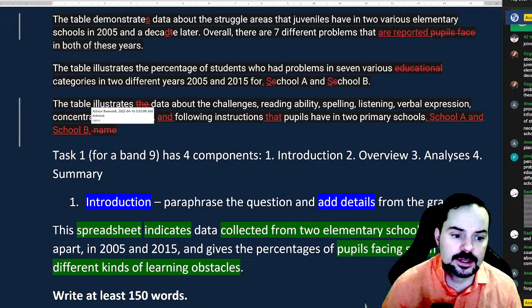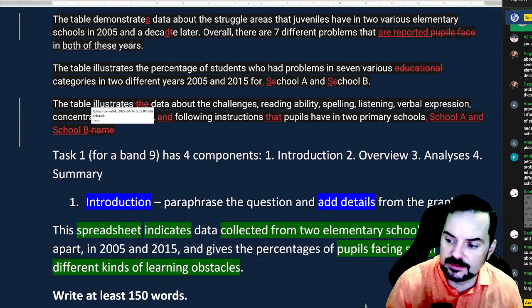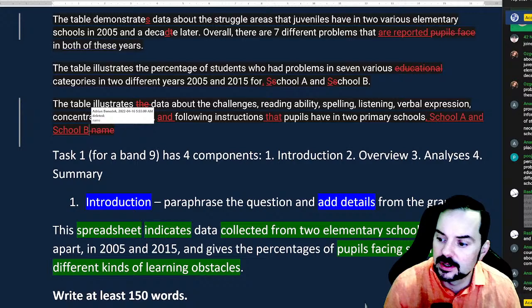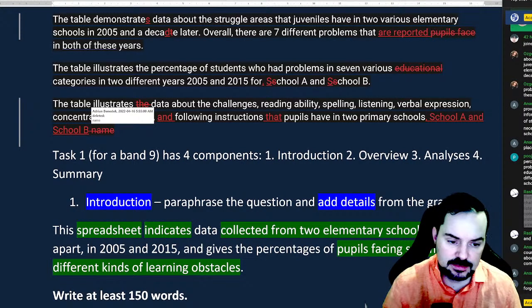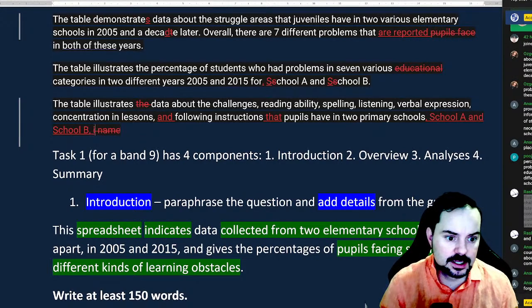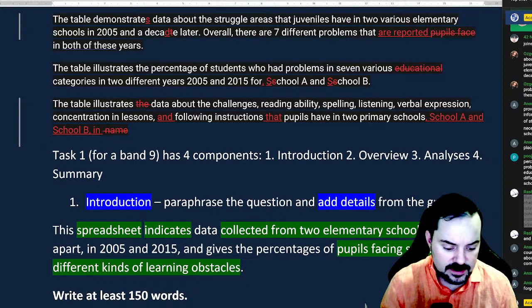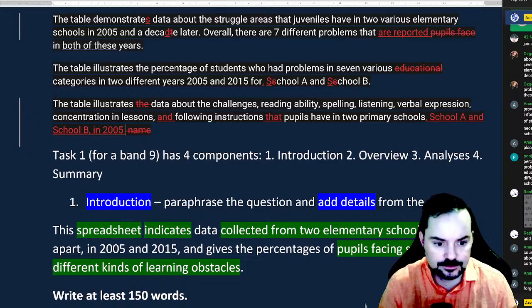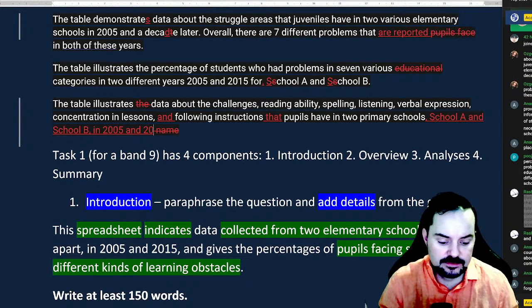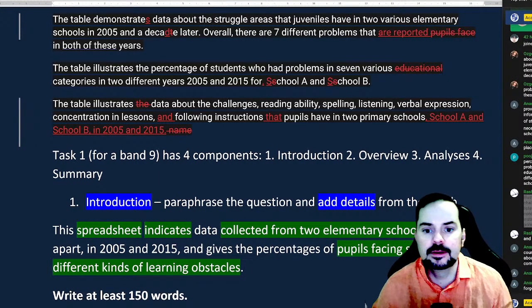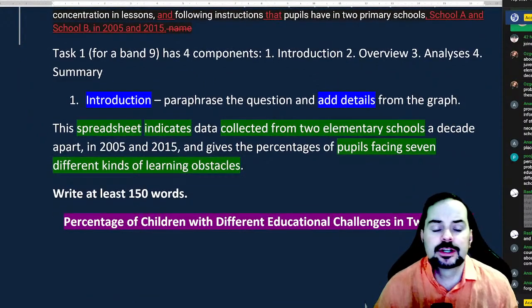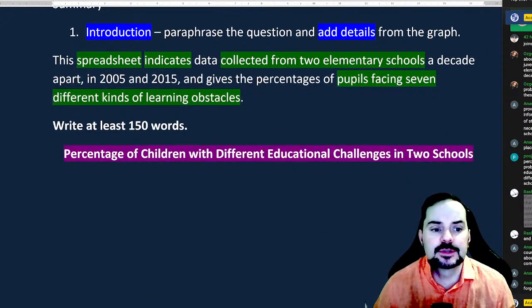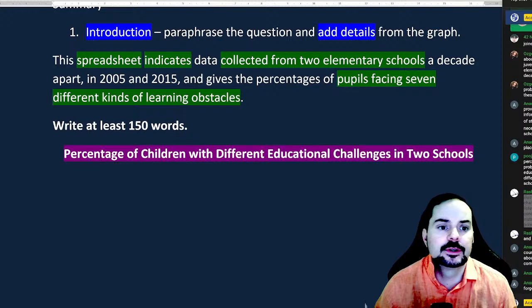School A, School B in 2005 and 2015. I see the rest of it, Rashika, but instead of namely A and B, in 2005 and 2015, sure. Okay, all right, so that's the introduction. And then next comes the overview, all right?